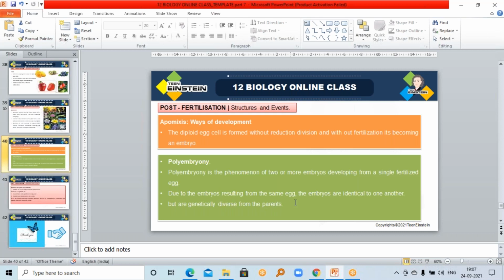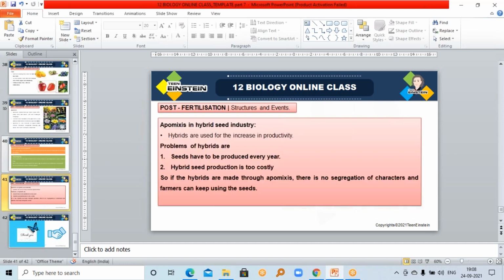And those embryos will be from the same egg, and they will be identical to one another. They are genetically divorced from the parents, that is, genetically different from the parents. Got it? And next, the last part: how we are utilizing apomixis in the hybrid seed industry.